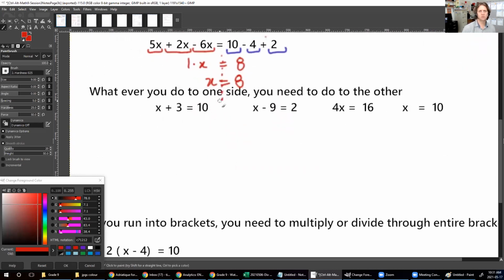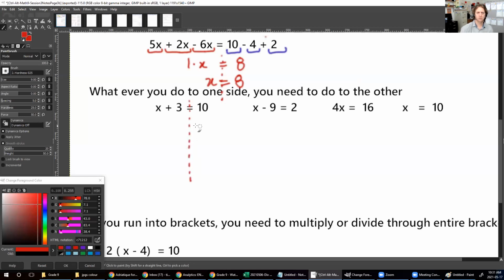Here's one of the biggest rules that I have in algebra. As long as you remember this, it makes it go way better. Whatever you do to one side of the equals, you have to do to the other. Okay, so I'm going to show you some examples.